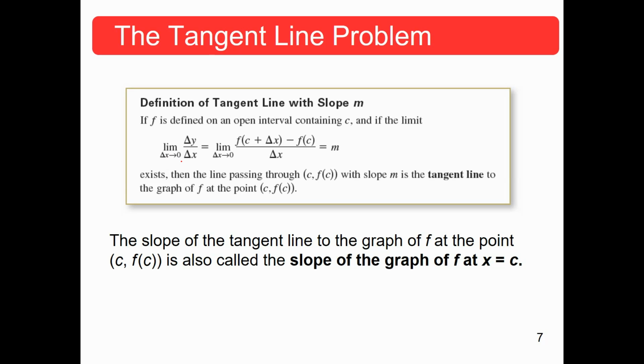Now, remember, this is at x equals c. This is not anything to do with this. This is delta x approaching 0, right? This is that change in x getting smaller and smaller and smaller.